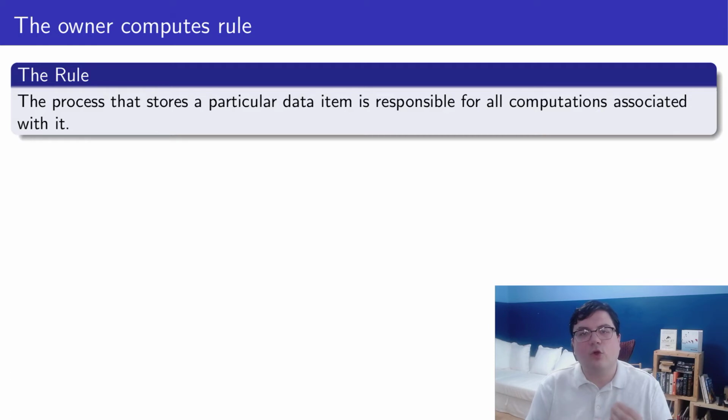This is where the owner compute rule comes in. The idea is to design the methods so that each piece of data has a primary owner, and that owner is responsible for all the computation associated with the data. How we partition the data, how we decide which node owns what piece of data, is the most important design decision in a distributed memory solution.